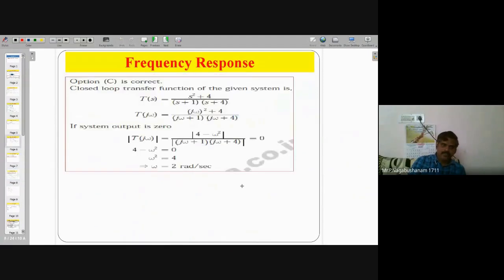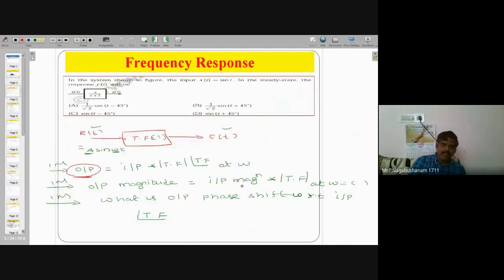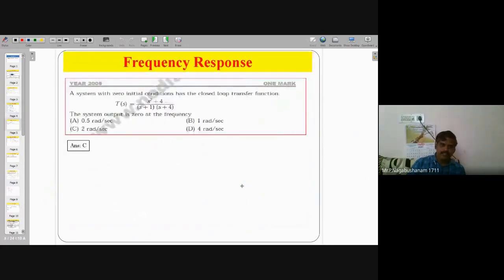It is also asked so many times. Check the question properly. I will ask in third internal also. Understanding the question is important. A system with zero initial conditions. Why am I talking about zero initial conditions? Because it is a transfer function. Transfer function is Laplace of output by Laplace of input by making initial conditions zero. That's why they gave a system with zero initial conditions as closed loop transfer function.